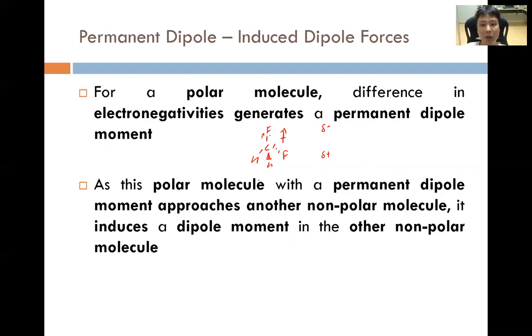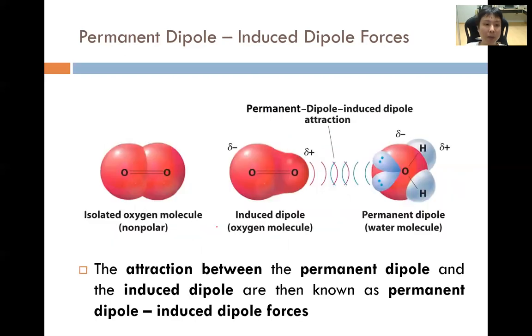And when this molecule with a permanent dipole approaches another molecule that's non-polar, it would similarly induce a dipole moment in the other non-polar molecule. So for example, the oxygen molecule, O2, is not a polar molecule because both atoms are oxygen. There's no difference in electronegativity between the two oxygens, hence it's non-polar, and the electron density is evenly distributed around the O2 molecule.